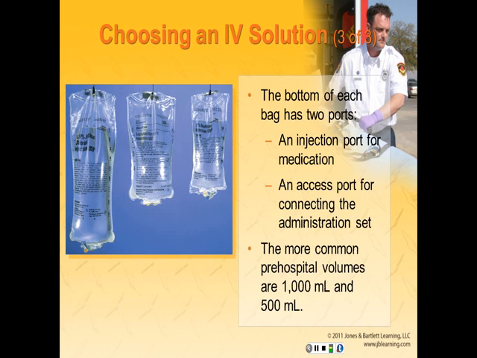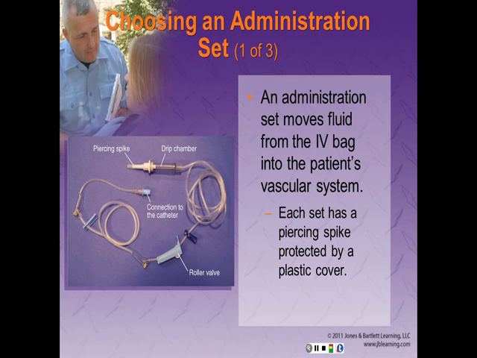The bottom of each IV bag has two ports, an injection port for medication and an access port for connecting an administration set. The more common pre-hospital volumes are 1,000 milliliters and 500 milliliters. An administration set moves fluid from the IV bag into the patient's vascular system.